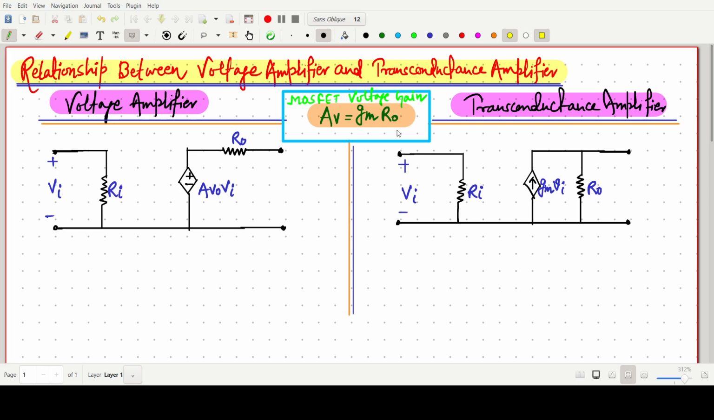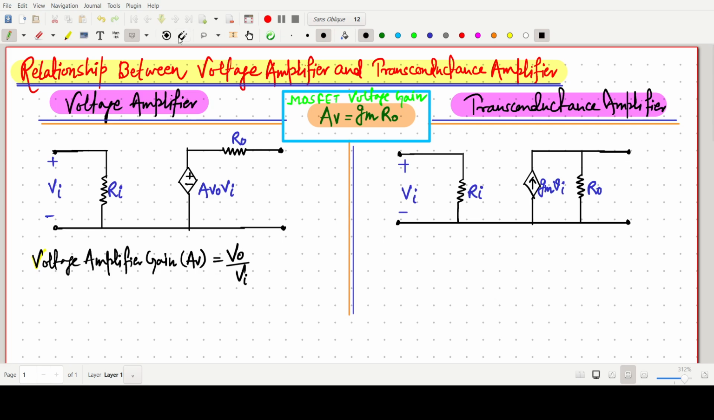So the very first thing: in the voltage amplifier on the left hand side, it is very clear that this is a simple voltage amplifier. The voltage amplifier gain, Av, can be written as Vo by Vi. We all know about this, the voltage gain.